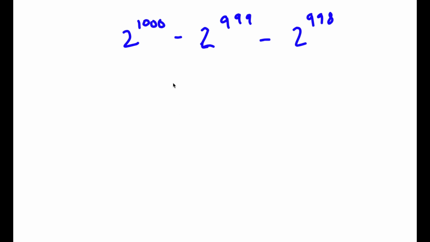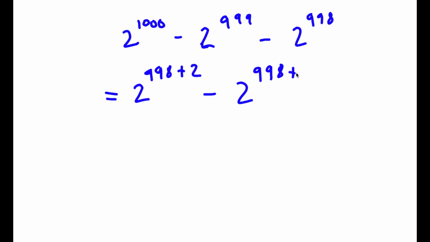Alright, so in this problem, I have 2 to the power of 1000 minus 2 to the power of 999 minus 2 to the power of 998. So, to solve this problem, I'm going to start by rewriting 2 to the power of 1000 as 2 to the power of 998 plus 2. I'm going to rewrite 2 to the power of 999 as 2 to the power of 998 plus 1. And I'm going to keep 2 to the power of 998 as is.